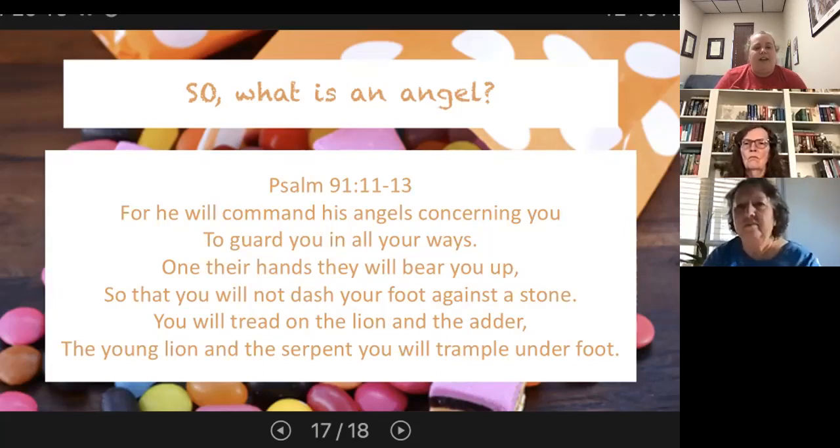On their hands they will bear you up so that you will not dash your foot against a stone. You will tread on the lion and the adder, the young lion and the serpent you will trample underfoot.